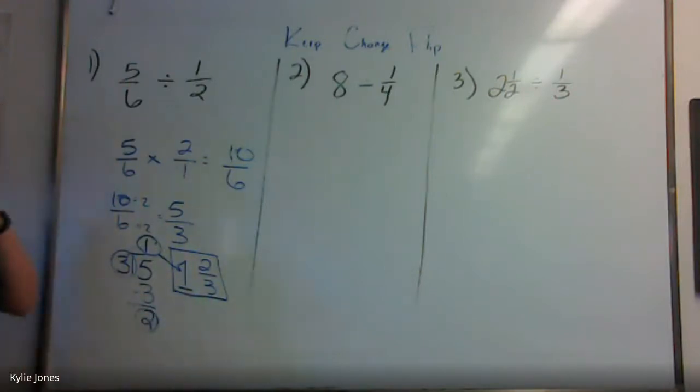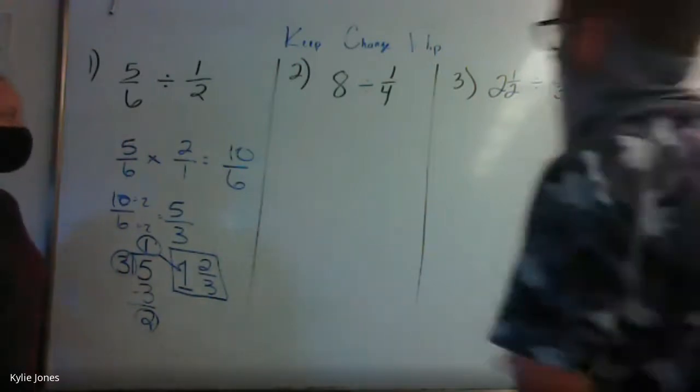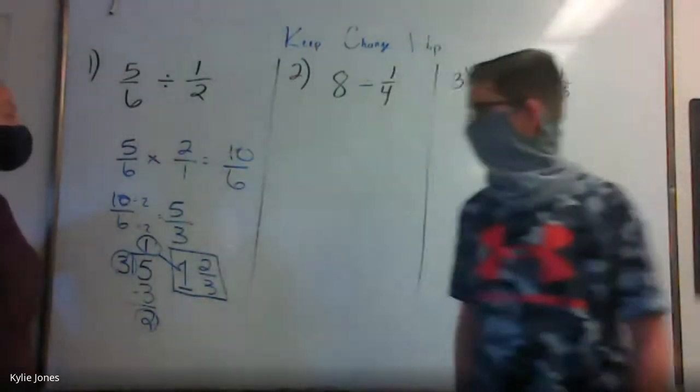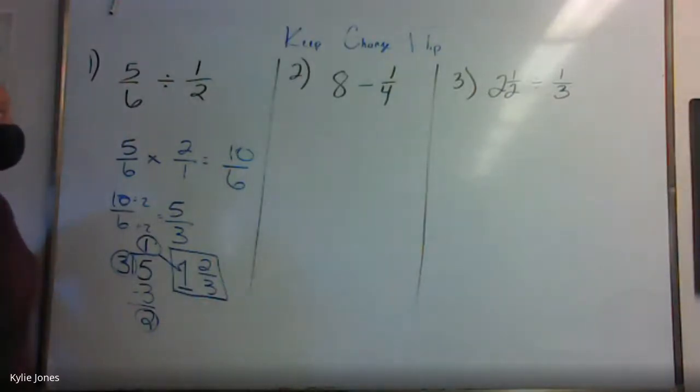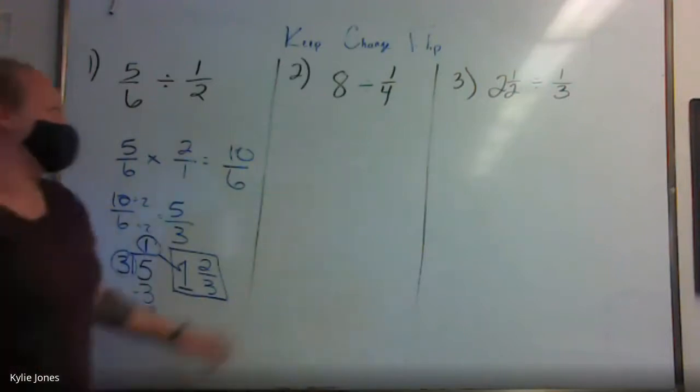Well, I know an easier way you could have done it. Instead of doing keep, change, flip, you could have just divided those across and then divided. Because you still get the same answer. Yeah, but that doesn't always work. It actually will probably never work other than that. That just happens. Okay, the next one.